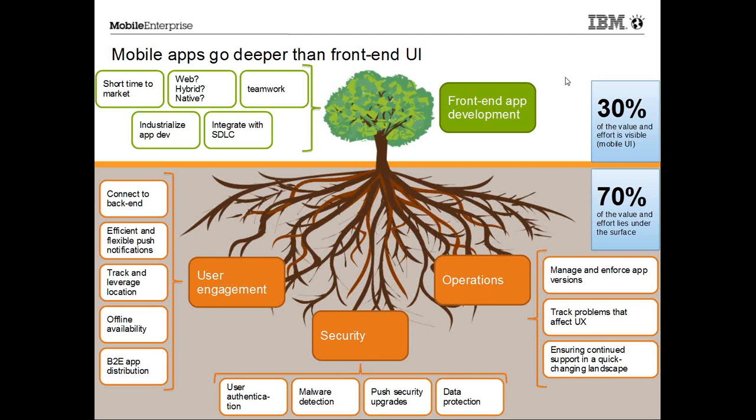One is purely about the user engagement. So I need to ensure that my app connects to the backend. I need to ensure that there is an efficient push notification mechanism. So I don't want to have a scenario wherein I have a separate push for Android and a separate push for iOS and Windows. I need to pretty much have what is coming out of my backend system being sent to the user, irrespective of whatever phone he is using.